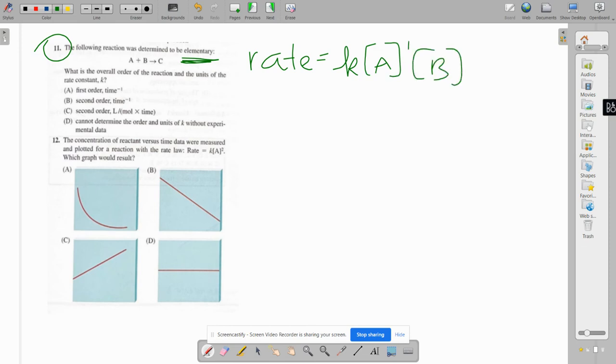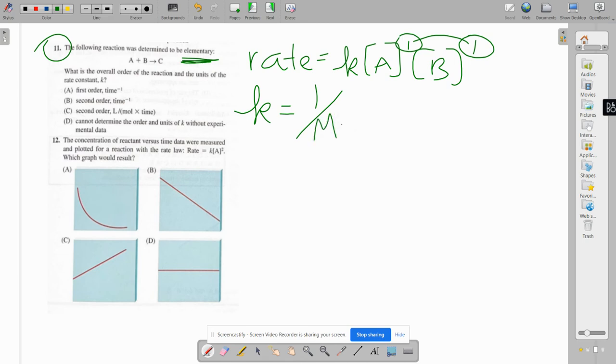So this would be first order A and first order B. Therefore, if you solve for the units for K, it is second order overall. If you remember anything about determining units for K, it's basically 1 molarity less than the total order per unit time. So basically it's 1 over 1 molarity less. If it's squared for the overall order, then we'd have 1 over molarity per unit time.